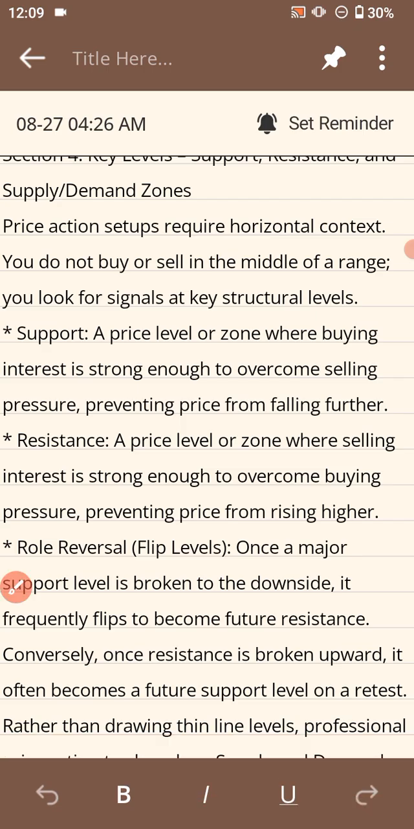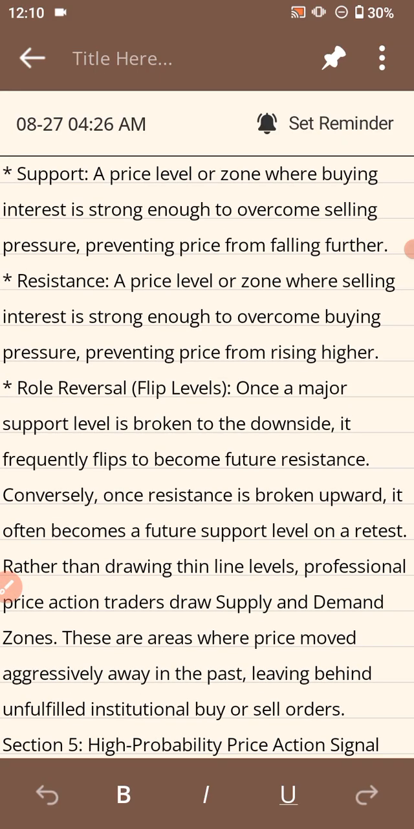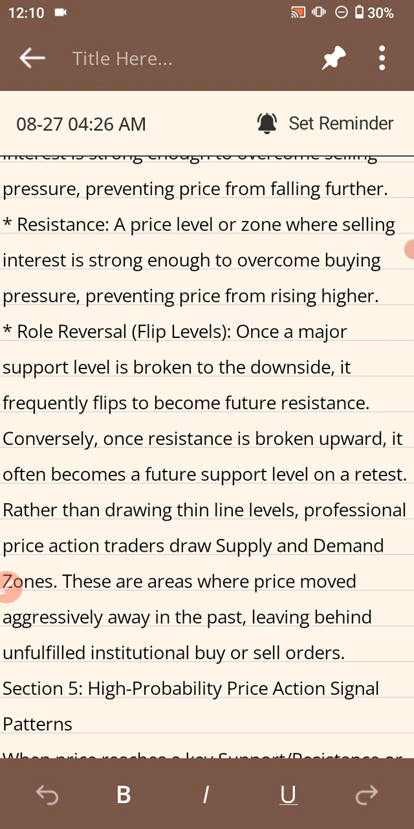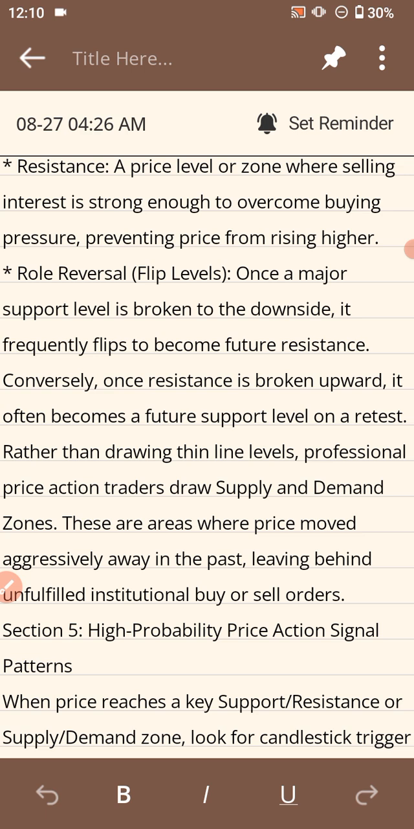So this is the support. Support: a price level or zone where buying interest is strong enough to overcome selling pressure, preventing price from falling further. Resistance: a price level or zone where selling interest is strong enough to overcome buying pressure, preventing price from rising higher. Role reversal, flip levels. Once a major support level is broken to the downside, it frequently flips to become future resistance. Conversely, once resistance is broken upward, it often becomes a future support level on a retest.